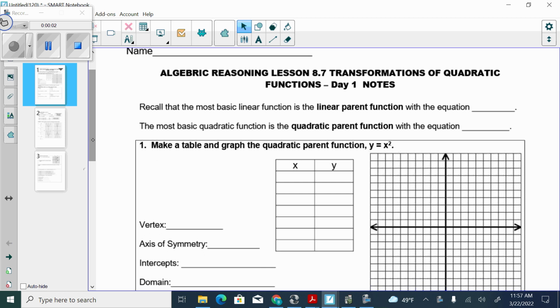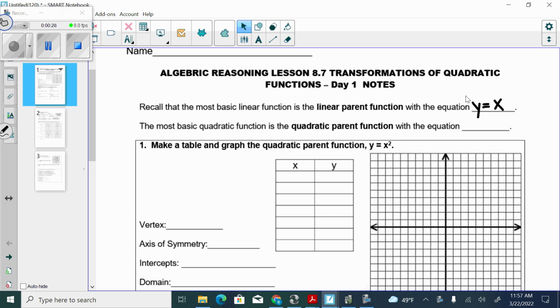Recall that our most basic linear function is what we call the linear parent function. We know that those equations are written as y equals mx plus b, but the parent function has a slope of 1, so it's just y equals x or 1x, and your plus b is 0, so you don't have to put a plus b. So this is the linear parent function.